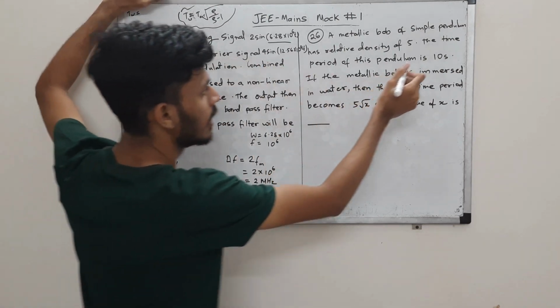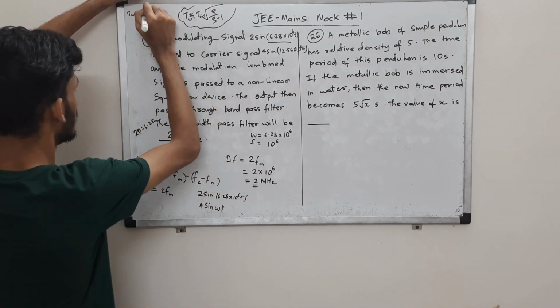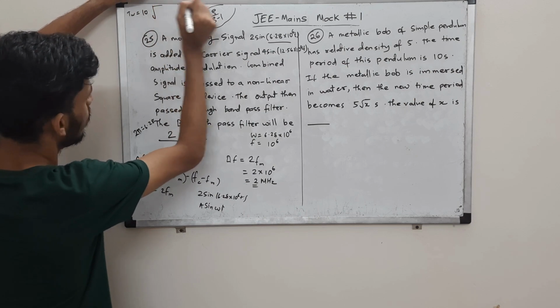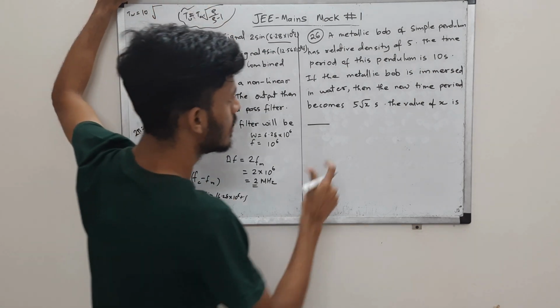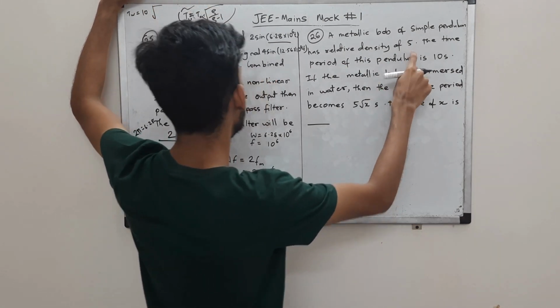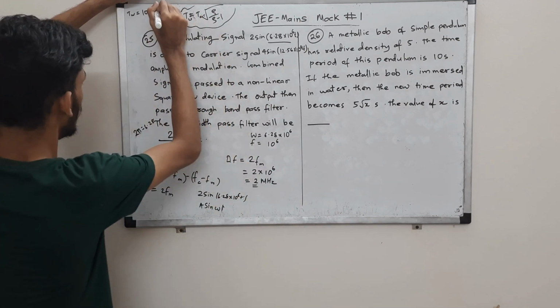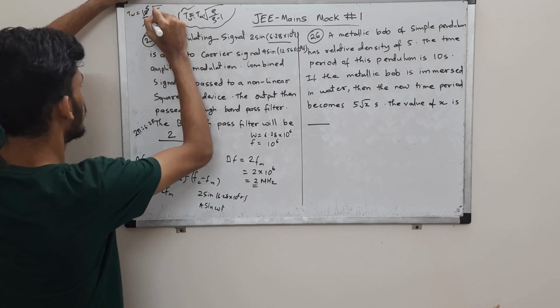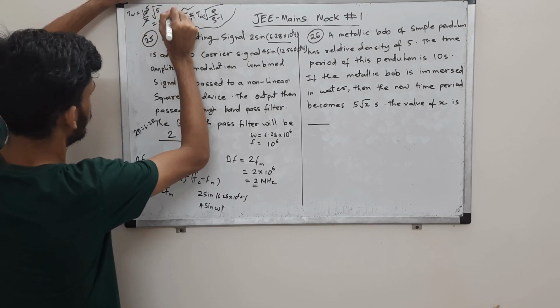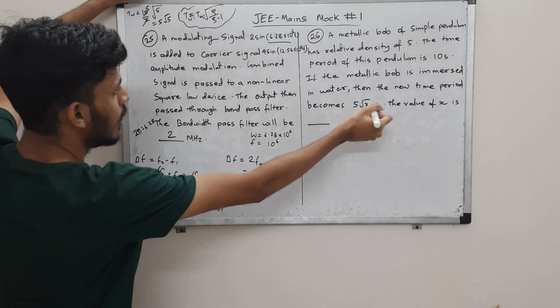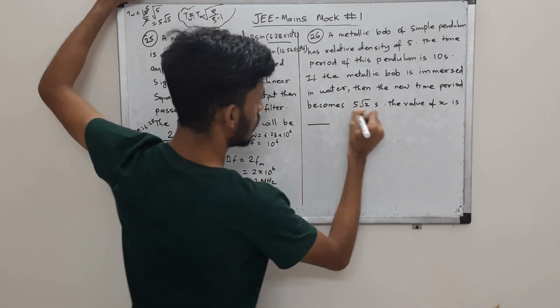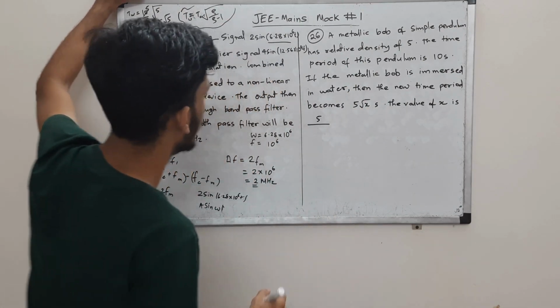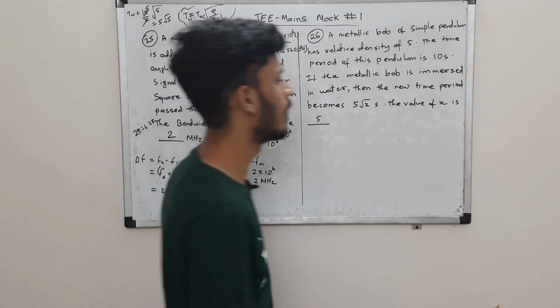So time period in air is 10 seconds and we have rho upon rho minus 1. Rho is 5, relative density is 5. So 5 upon 4, so 4 we can bring out as 2. So this is 5 root 5. So 5 root x, so that value of x is 5. We'll also do it the hard way.